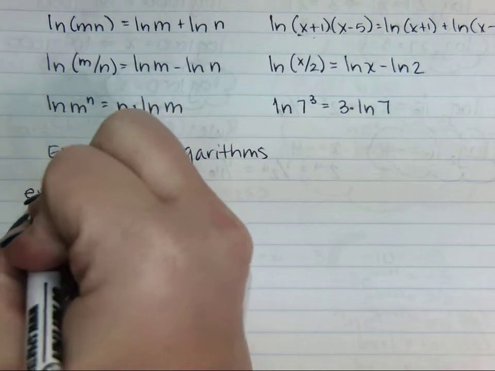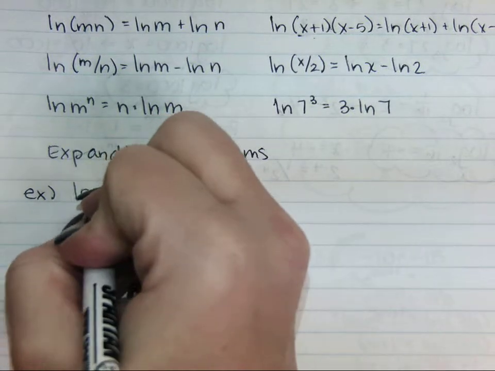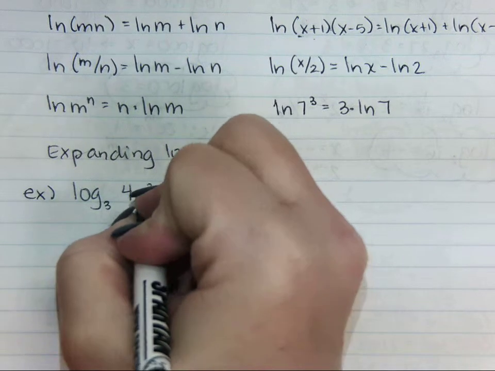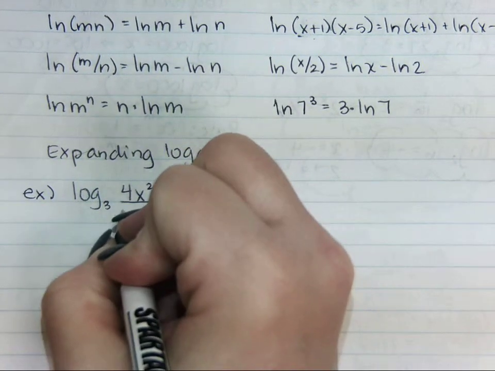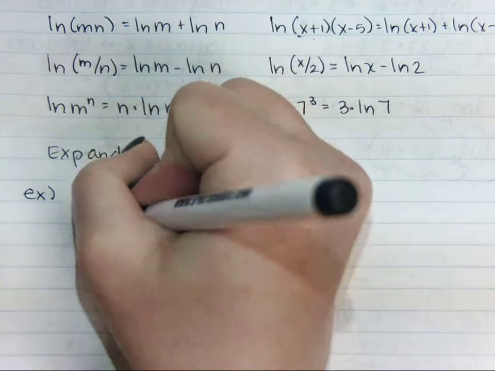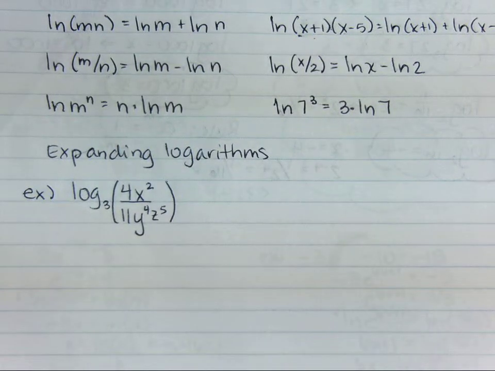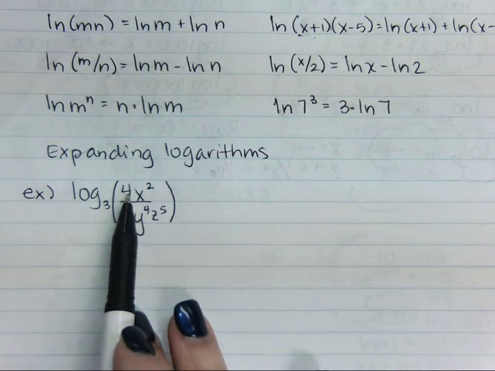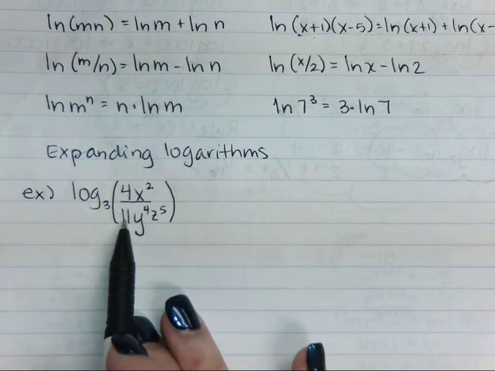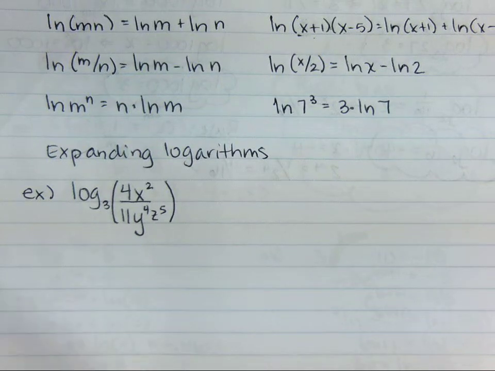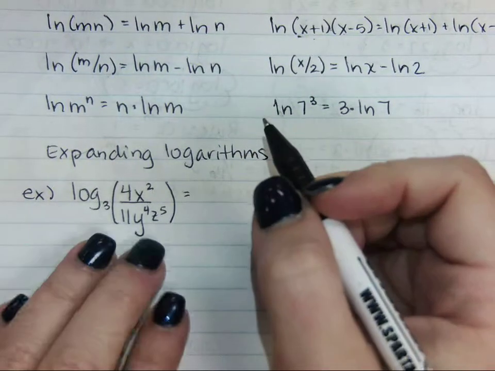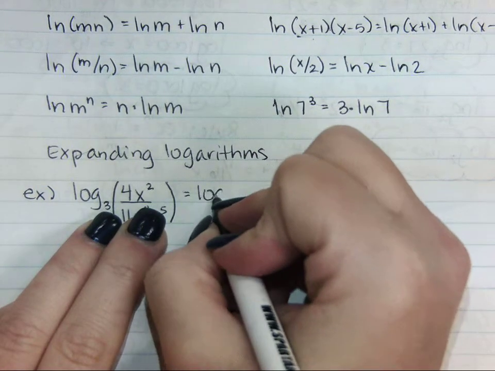For example, right, if I have log base 3, and then I have 4x squared divided by 11 y to the 4th z to the 5th. Right? And all of that is my quotient. Right? So first, I can see that I have a quotient, so I'm going to be subtracting off some terms. Every single one of these factors in the denominator is going to get a subtraction sign. So the first thing that I'm going to do is focus on the factors in the top. So log base 3.